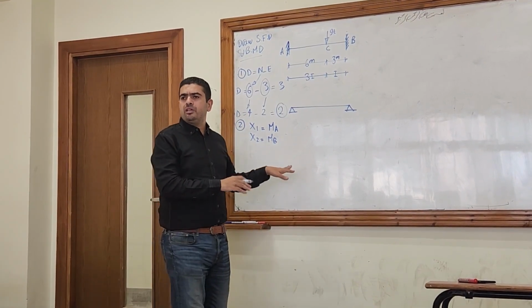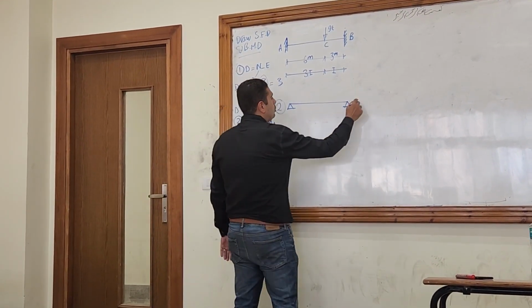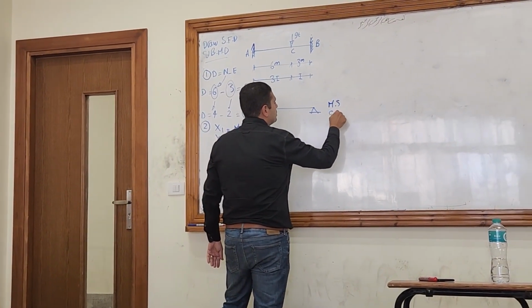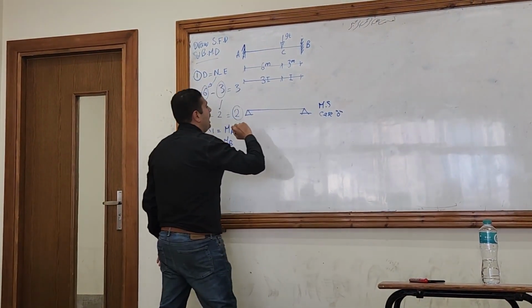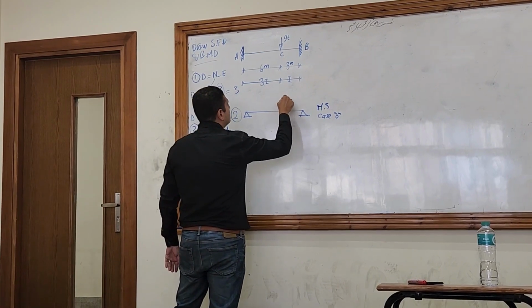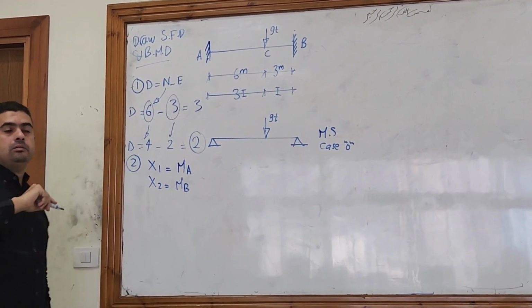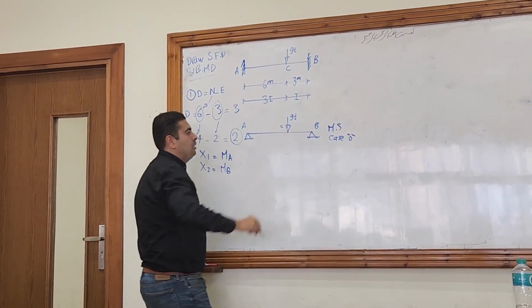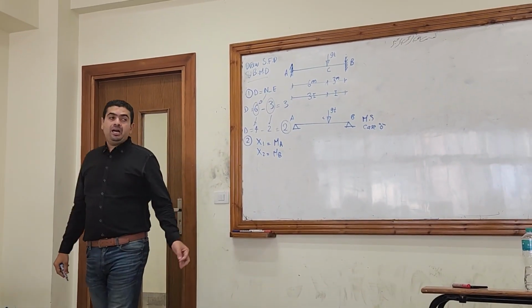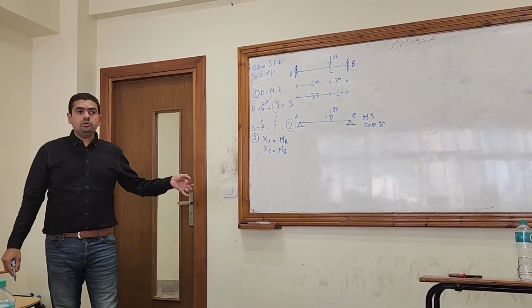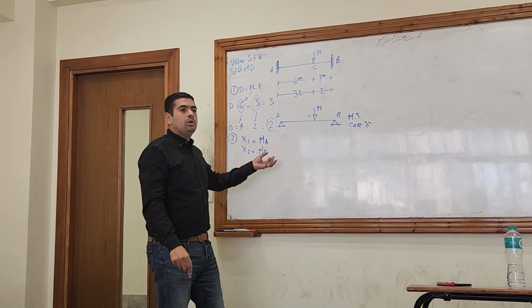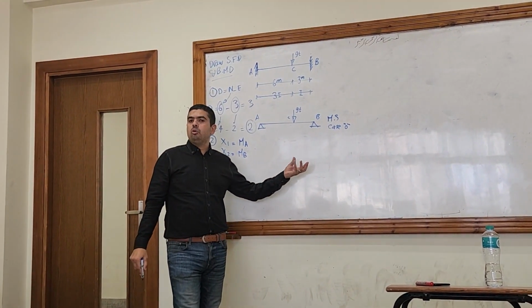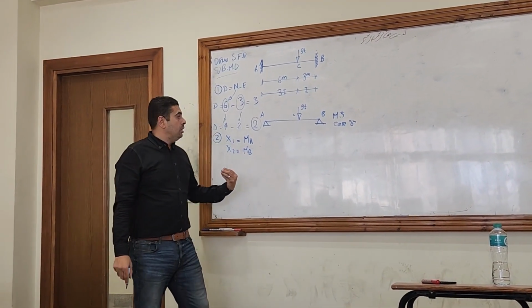It's not my matter here in structure 2. So this will be the main system, which I call case node. And I have only one node at point C. What will be the next step? You have a determinate structure, case node. You have to draw the bending moment, which is called M node.